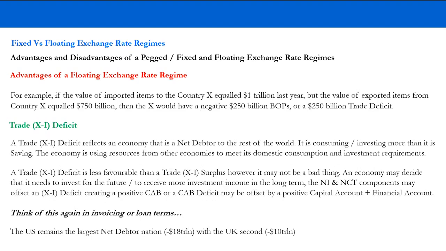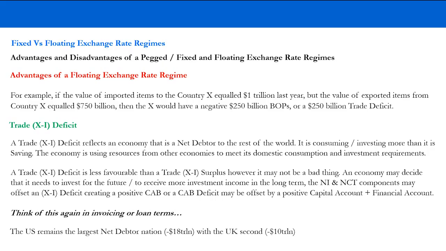Now let's think of it the other way around. If the value of imported items to country X equaled $1 trillion, but exported items from country X equaled $750 billion, then country X would have a negative $250 billion balance of payments, or $250 billion trade deficit. Now, this basically reflects an economy that is a net debtor to the rest of the world. It's consuming or investing more than it's saving, and the economy is using resources from other economies to meet its domestic consumption and investment requirements.